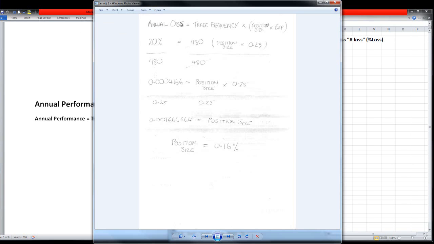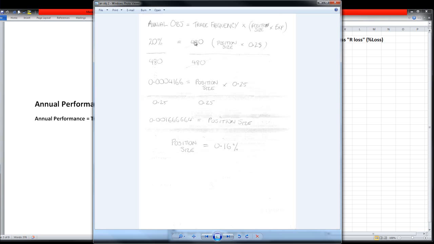Annual objective equals trade frequency multiplied by position size times by expectancy. Okay, so let's just start off. I'm going to do 20%, 50%, 100%. Cover all perspectives, okay? And what we're working out is position sizing. So just keeping with my cursor here, I've got 20%. Okay, we know that we want to achieve 20% a year.